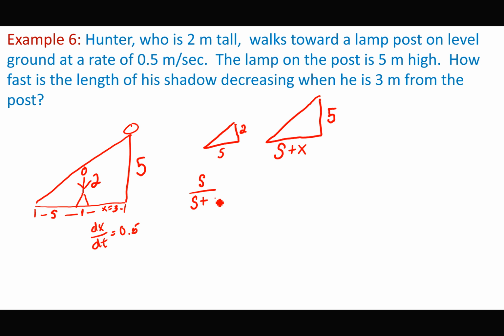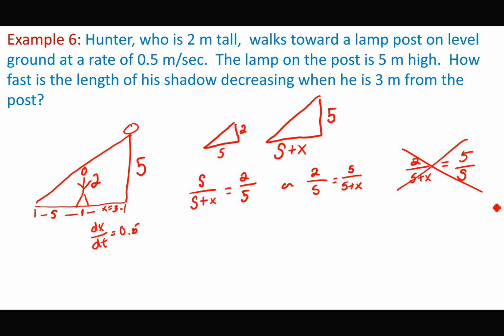So this is s over s plus x, which would be the same as 2 divided by 5. That would work. Or we could also say 2 over s is equal to 5 over s plus x. That also works. But we cannot crisscross. We cannot say 2 over s plus x equals 5 over s. That's false. So you've got to keep the sides the same in your ratios.